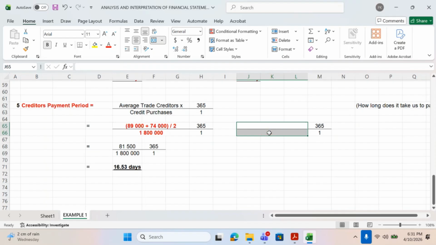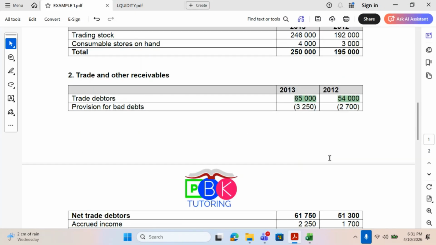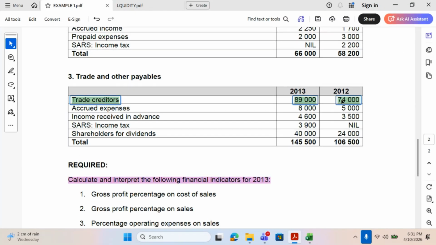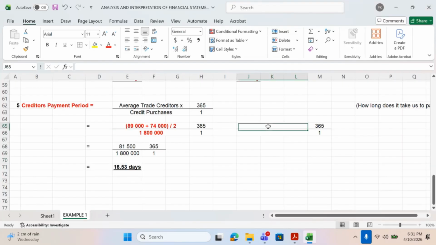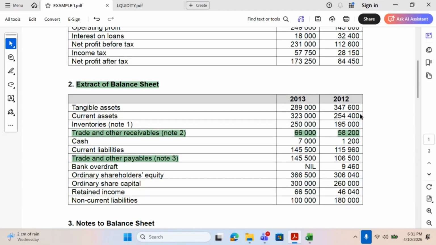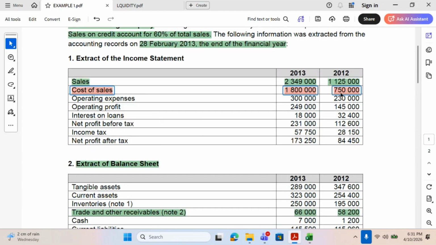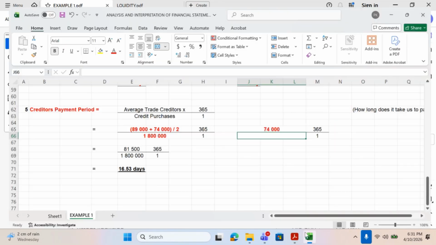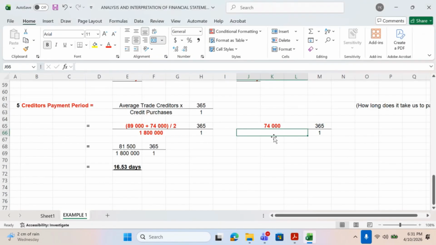Now we're going straight to 2012. Let's go and see. For us to be able to calculate that of 2012, average creditors, obviously we don't have the average this year. We're just going to use 74,000 rands, because we only have the current, and we don't have 2011 creditors. Then we use the cost of sales, which is 750,000 rands, over 750,000 rands, then multiply by 365 over 1.